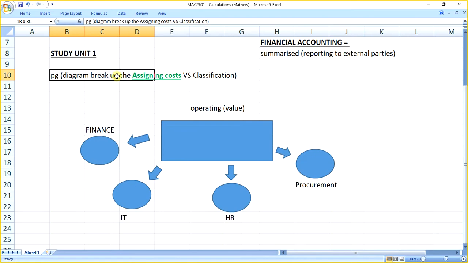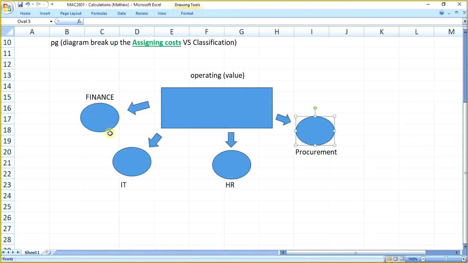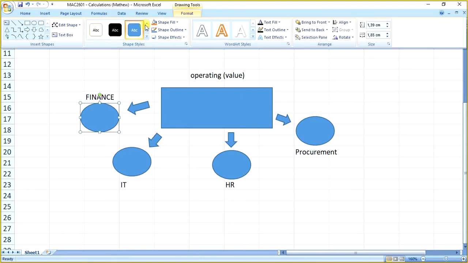Okay, so when we look at assigning costs, is the finance department going to need certain things to operate? Yes, I'd say so. Is the IT going to need certain things to operate? Yes. But remember, these are all separate departments within the business. Does that make sense? Yes.